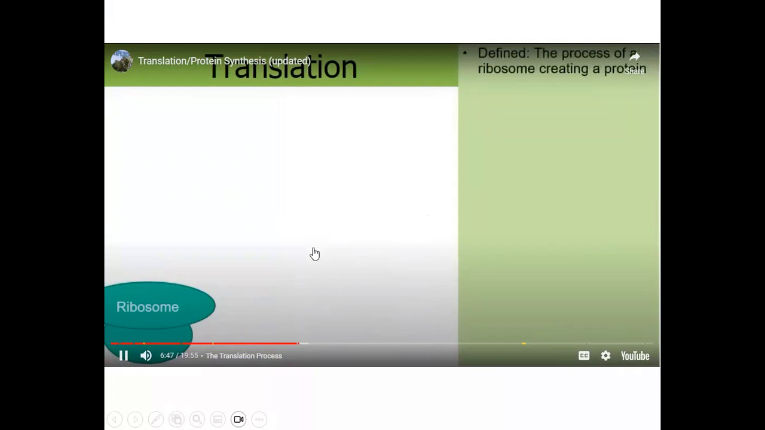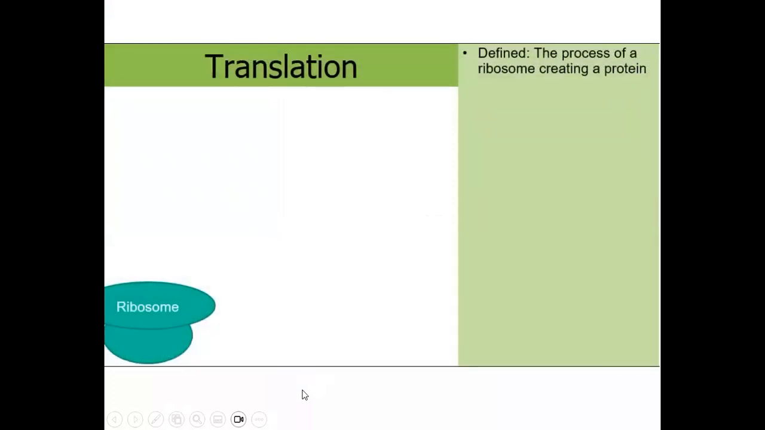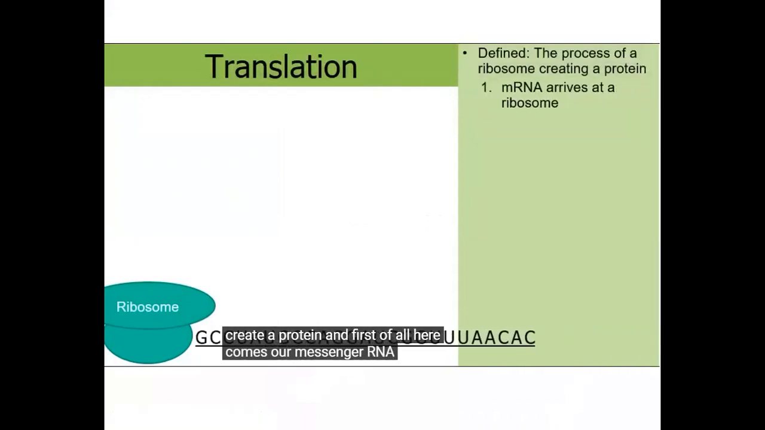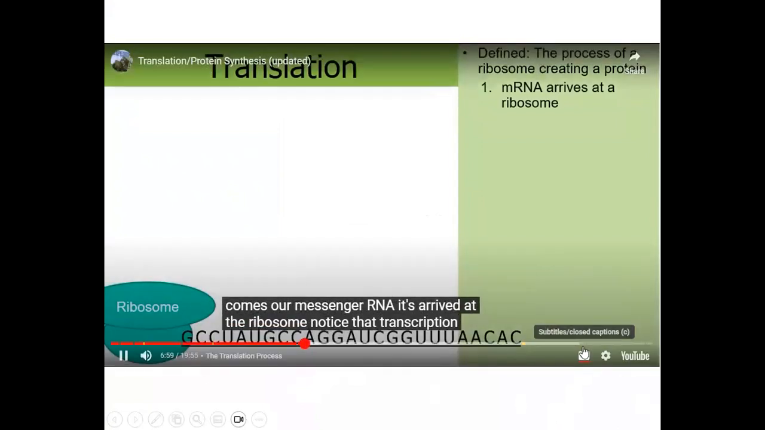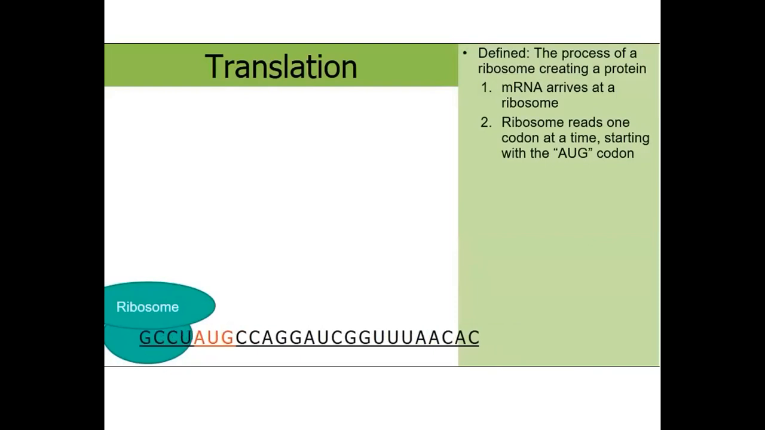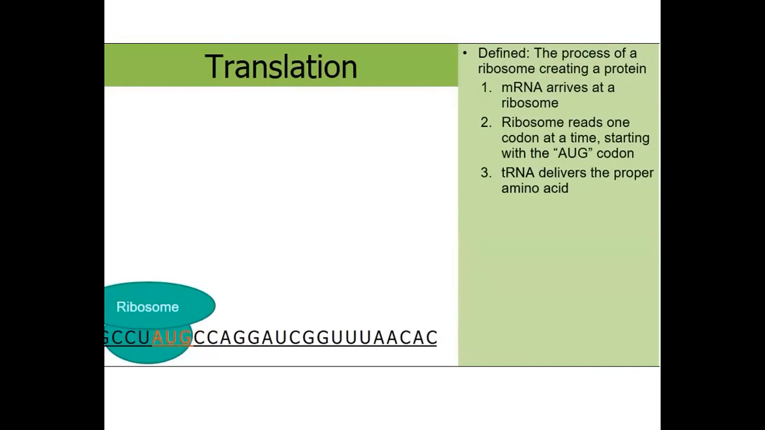So when we look at the process of translation, this is the actual process where the ribosome will create a protein. And first of all, here comes our messenger RNA. It's arrived at the ribosome. Notice that transcription has just ended. And what happens next is the ribosome will read the codons once it encounters AUG. And I've highlighted AUG right there in red. So right now, nothing's really happening. The ribosome hasn't come to AUG yet. But now it has. Now the ribosome's at AUG. And so the AUG will turn on the ribosome and start the sequence.